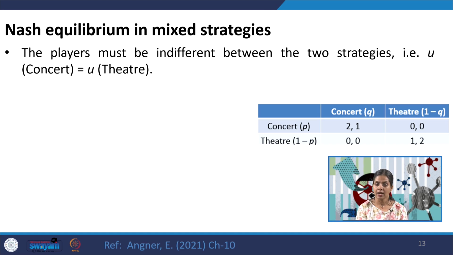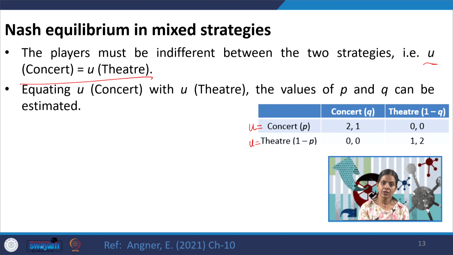Again, the strategies themselves do not tell you anything. So, when they are indifferent between the two strategies, it means that utility from concert is equal to utility from theatre. So, U concert is equal to U theatre for both of them. Now, by equating U concert with U theatre, the values of P and Q can be estimated.